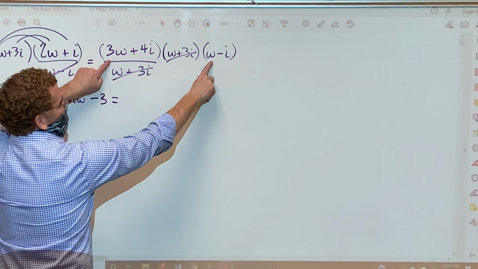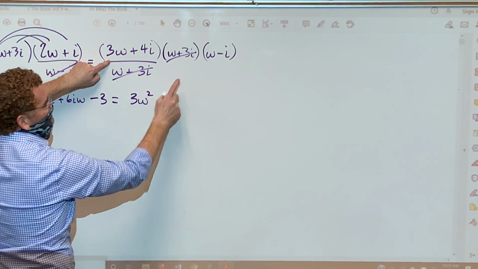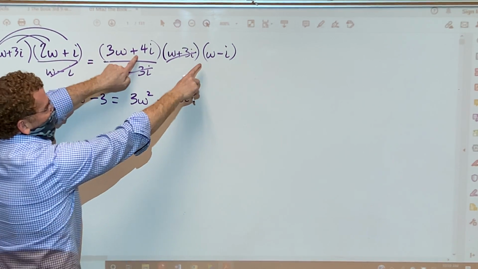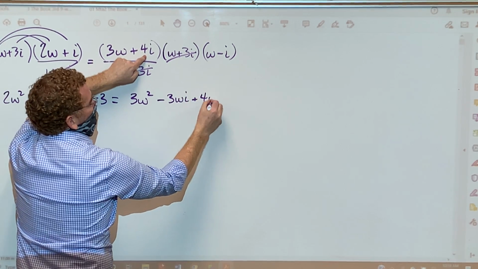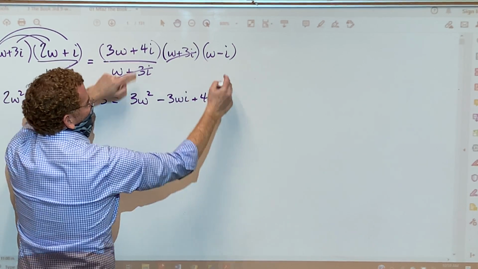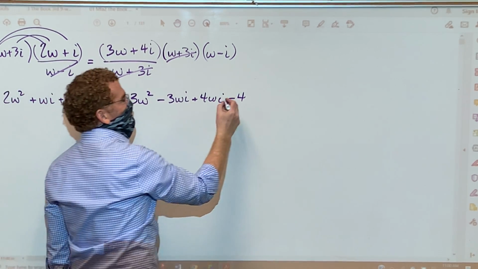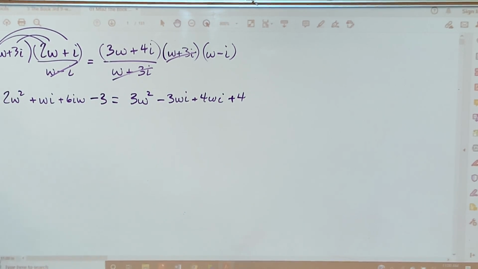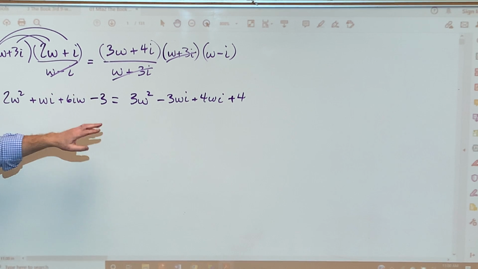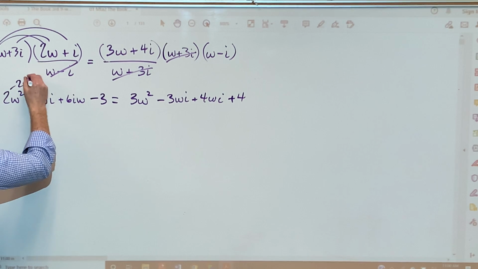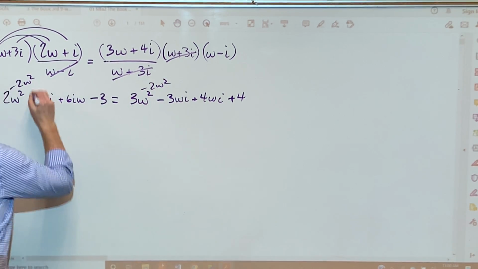And then here, 3w squared, and tell me if you see me make a careless error, minus 3wi plus 4wi, and then minus 4i squared. But what's a minus 4i squared? Positive 4. And at this point, what would you do? Probably move the left side. Yeah, move the left side to the right because you kind of want to keep that w squared positive. I agree, so I'm going to subtract 2w squared from both sides.